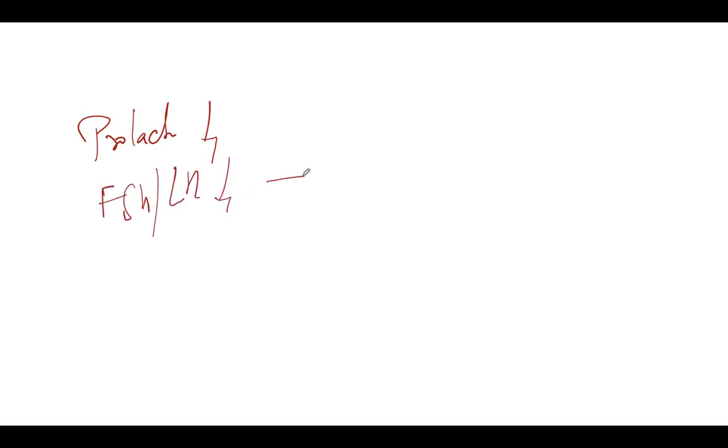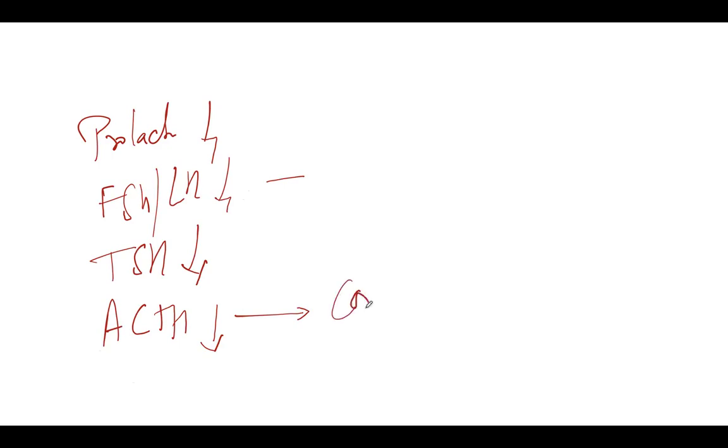If I write it here, if there is a decrease of the prolactin hormone, decrease of the FSH and the LH, which causes amenorrhea. The TSH hormone decreases, causing the features of hypothyroidism. Adrenocorticotropic hormone also decreases because they are all produced from the anterior pituitary. And we know that if there is a decrease in the ACTH, the cortisol level also decreases.